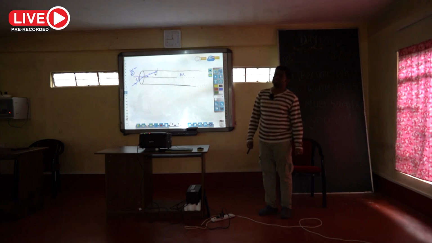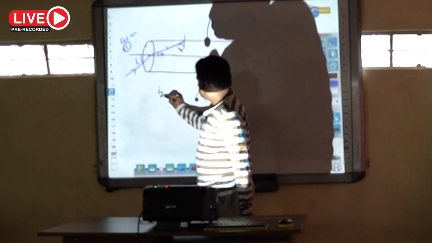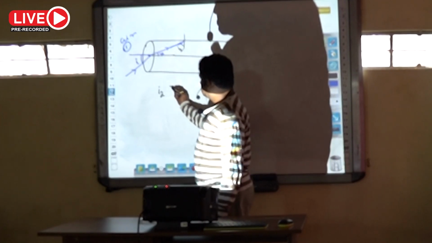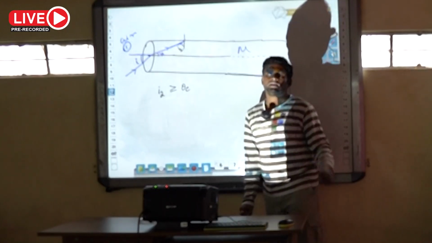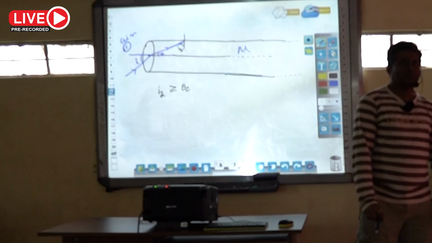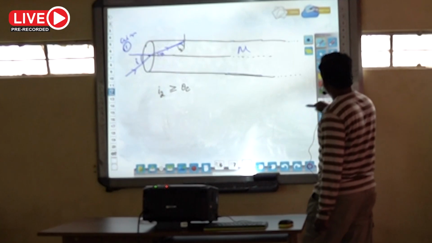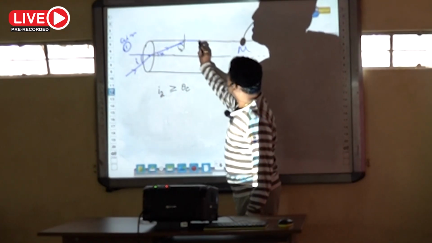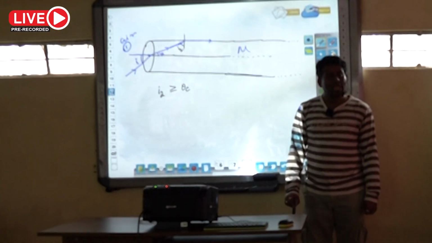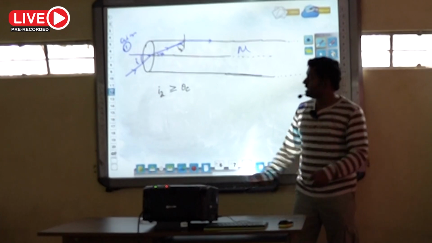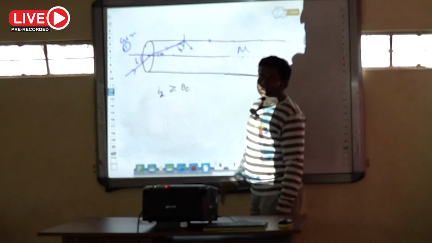Now two conditions can happen. I can write I2 greater than or equal to critical angle. Then the light ray cannot come out from the curved surface. Because if I2 is just equal to critical angle, the light ray will follow this path, meaning it is parallel to the surface. And if I2 is greater than critical angle, this will suffer total internal reflection.